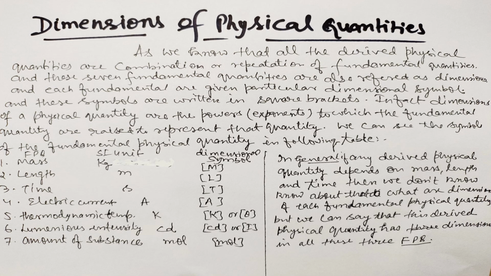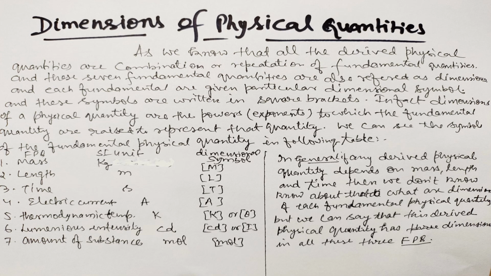And the amount of substance, the seventh fundamental physical quantity, has the SI unit mole, and this mole is written in brackets. It will be the symbol of the amount of substance. So these are the dimensional symbols of the fundamental physical quantities.